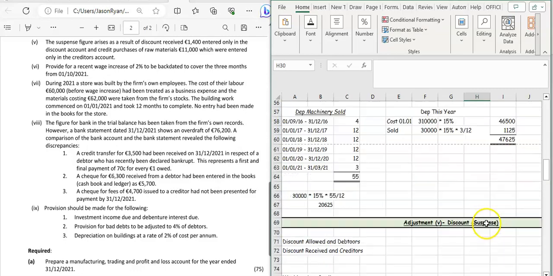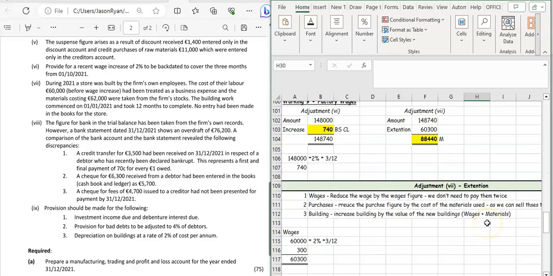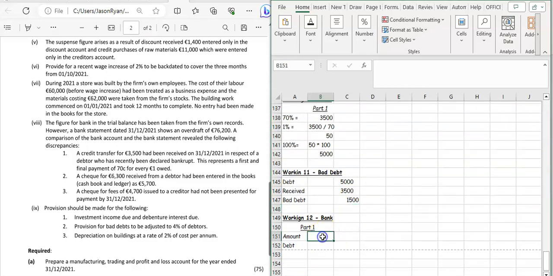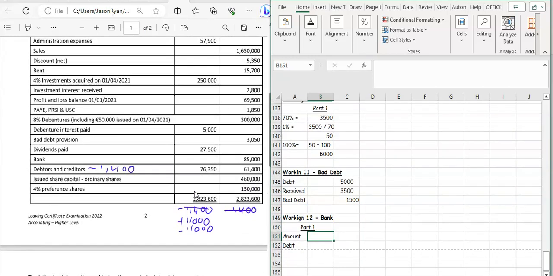Then we need to create the bad debt, which is the difference between the full amount and how much we've received. So your bad debt is 5,000. We received 3,500. So the bad debt that's going to go into our profit and loss account underneath selling and distribution is 1,500. And then your bank, according to the question, bank overdraft 85,000. We received an extra 3,500. So we're going to reduce our bank overdraft because we don't owe the bank as much. And that's going to be 81,500.